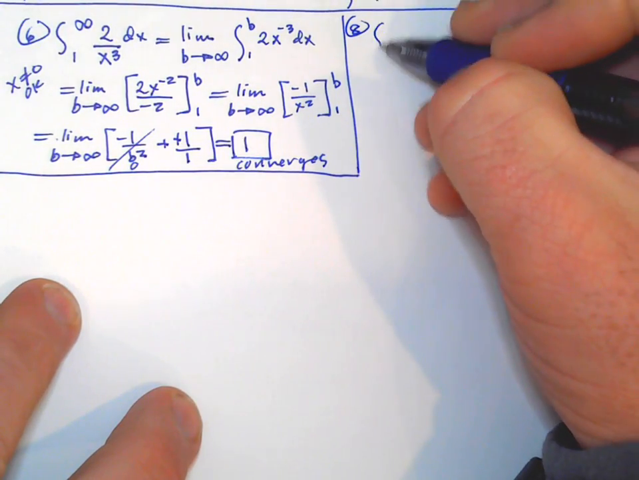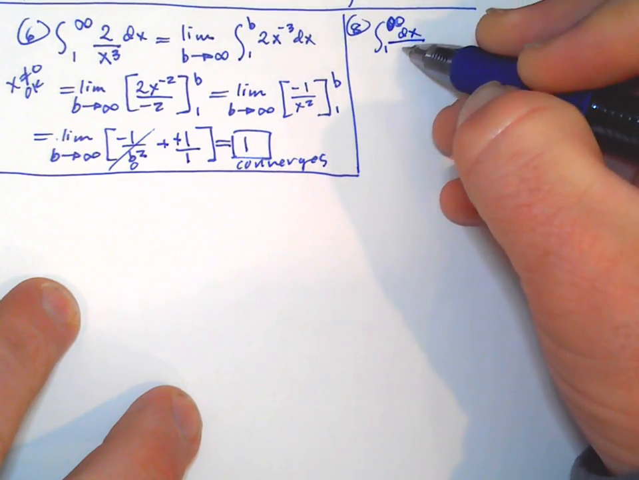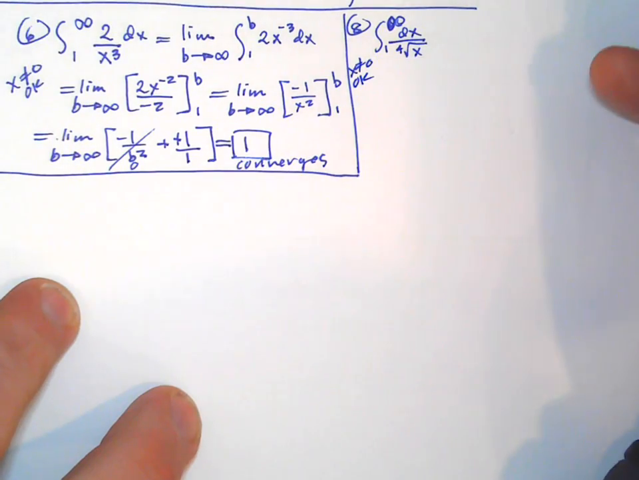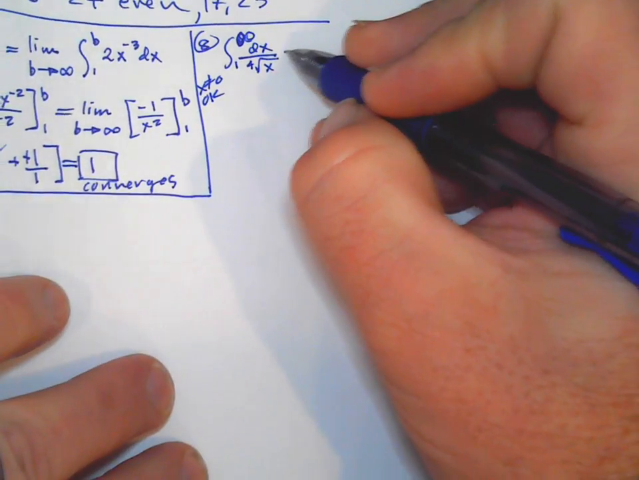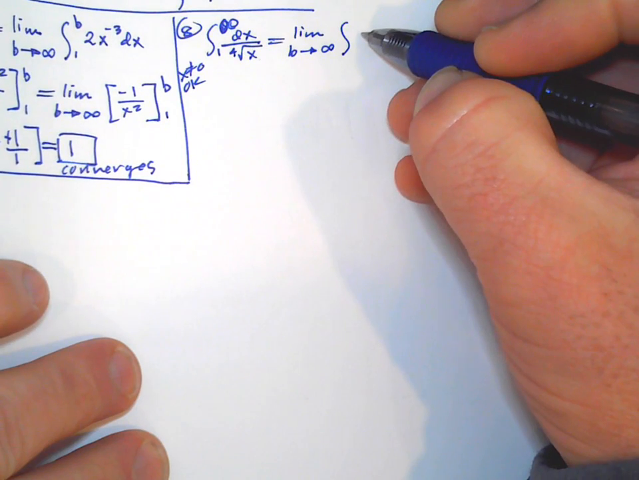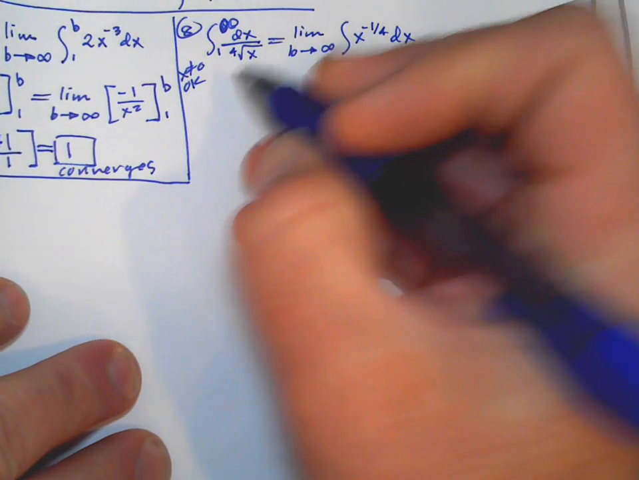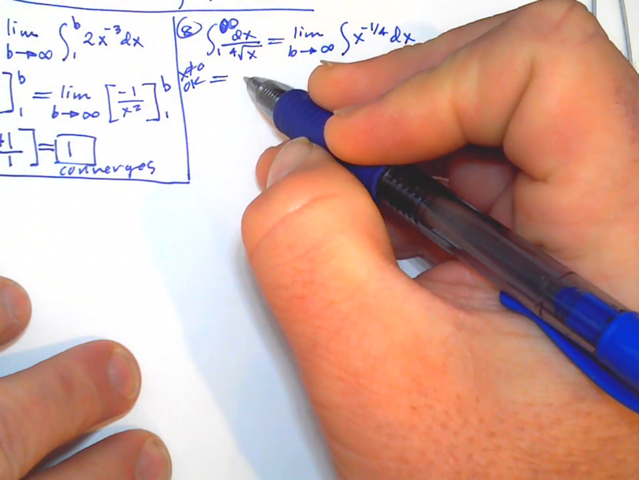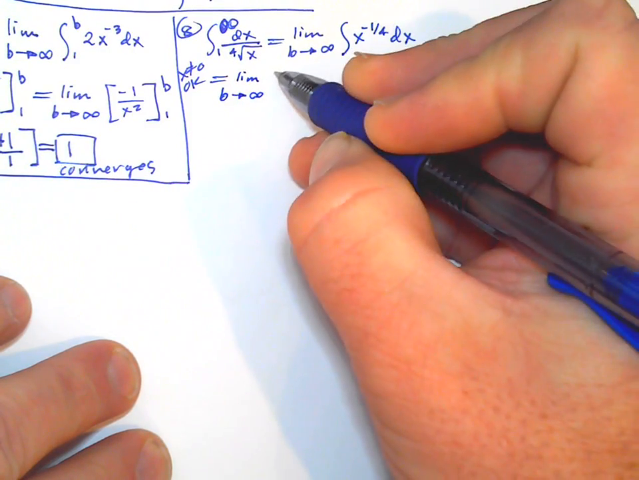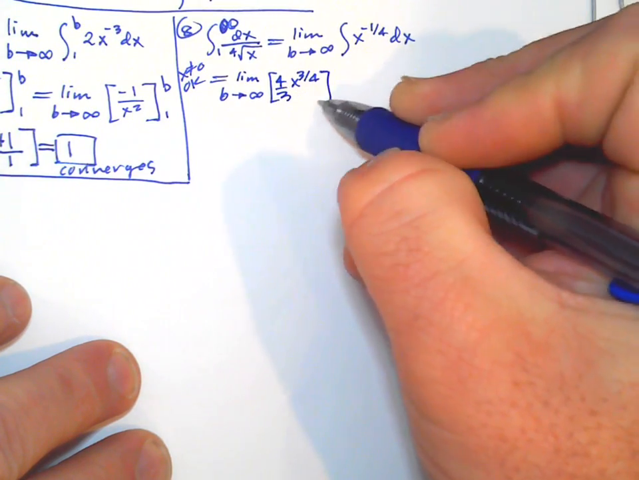Number 8 is the integral from 1 to infinity of dx over the 4th root of x. So x cannot be 0, but it's okay this time. It's not between the limits. I'm going to rewrite it as a limit as b goes to infinity of the integral. I'm going to rewrite this as x to the negative 1/4. It's a power rule. And that's going to equal the limit as b goes to infinity of the antiderivative, which is going to be x to the 3/4 divided by the new exponent, multiplied by the reciprocal.